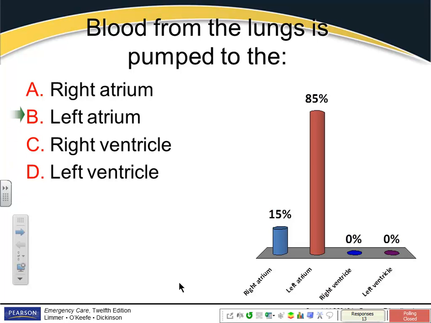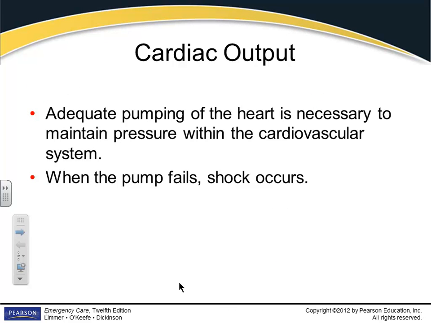the left atrium. Blood from the lungs is pumped to the left atrium. Some of you put the right atrium. The right atrium gets blood from where? From the body, that's right. Okay, we talked about cardiac output.